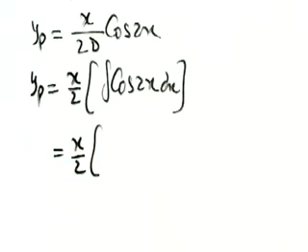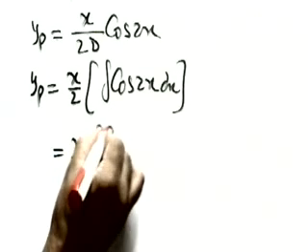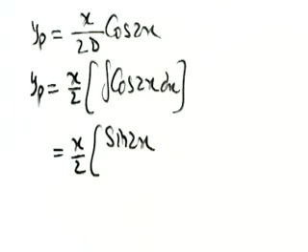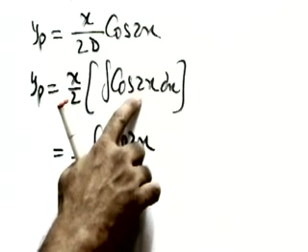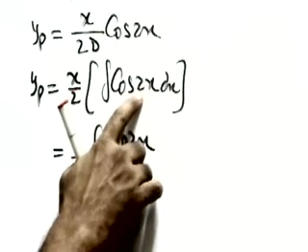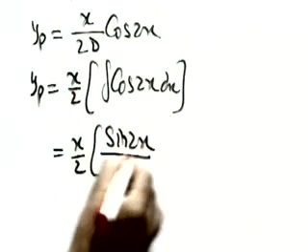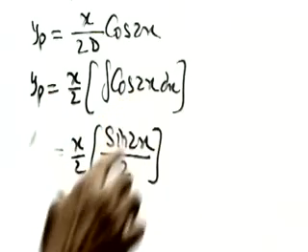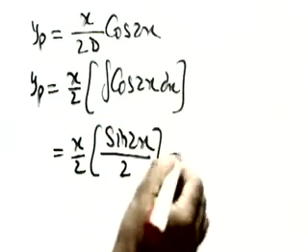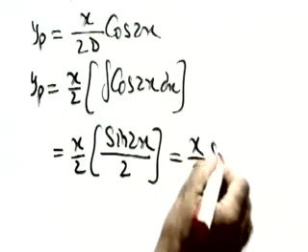Now let me continue this one, x by 2. The integration of cos is sine, dx. But with x we are having 2. In integrations, if we have some coefficient with x, we have to divide by that. So this 2 should be divided. Now what is left here?